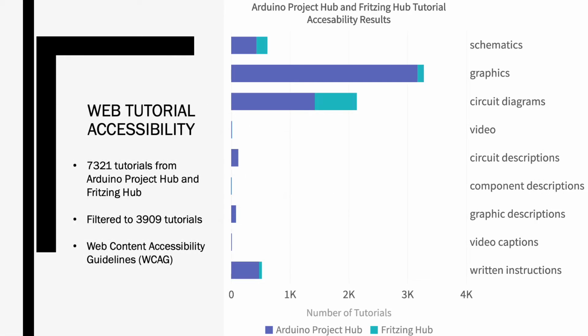For the purposes of this study, we collected 7,321 online tutorials from 2 popular online open-source tutorial platforms, Arduino Project Hub and Fritzing Hub. We then filtered these tutorials for incompleteness or other severe problems with their implementation and resulted in 3,909 tutorials. We then analyzed these tutorials using the Web Content Accessibility Guidelines (WCAG) protocol, which is a guideline system for ensuring web accessibility.